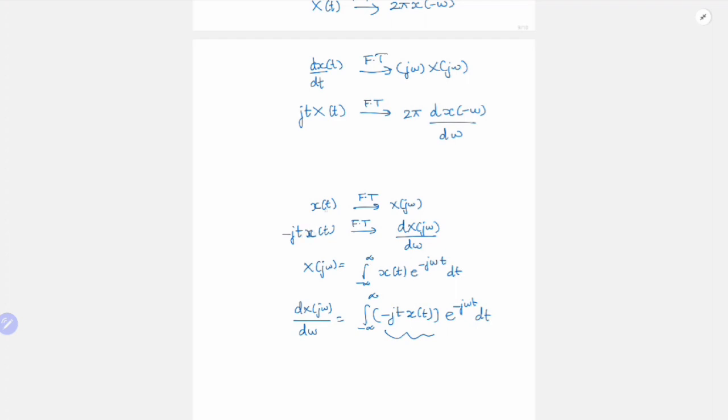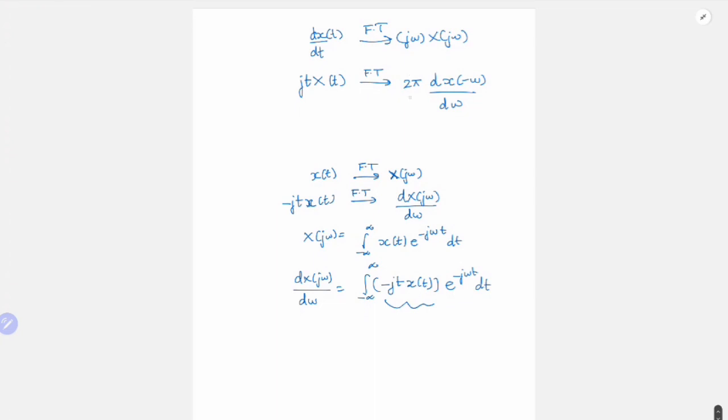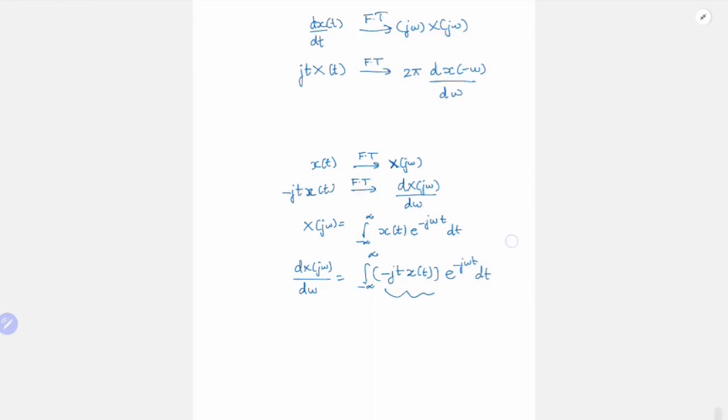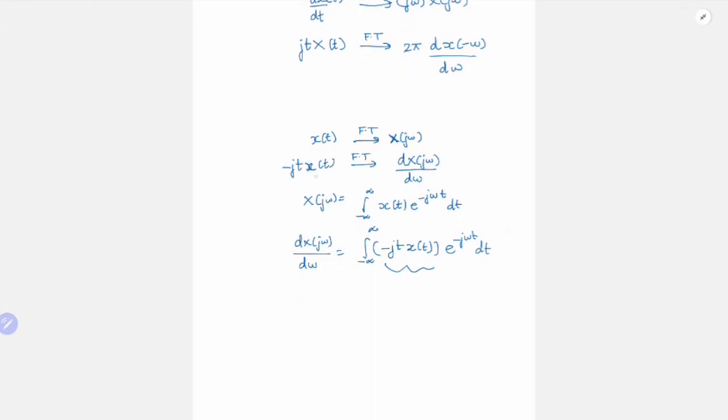Now you can see that on the left hand side it is just x of t and on the right hand side it is X of j omega. So that is the difference. That is why you're not getting this 2 pi factor here, because these are entirely different functions, right?